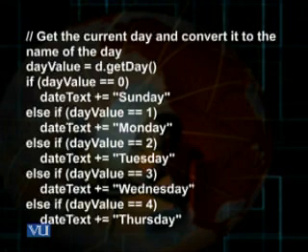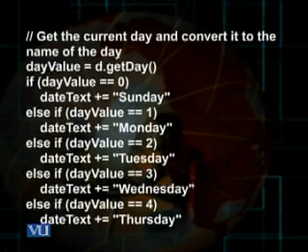d.getDay. Here, getDay is a predefined function of the date object, and in order to invoke this function, the syntax says that I do d.getDay. And then underneath there are a few if-else statements. You can see if day value is equal to 0, then date text plus equals Sunday.